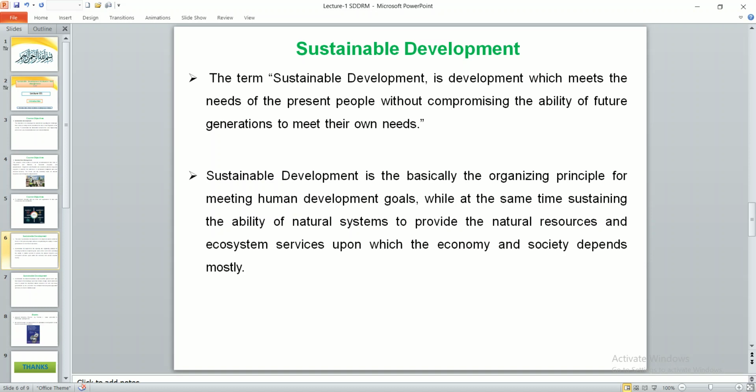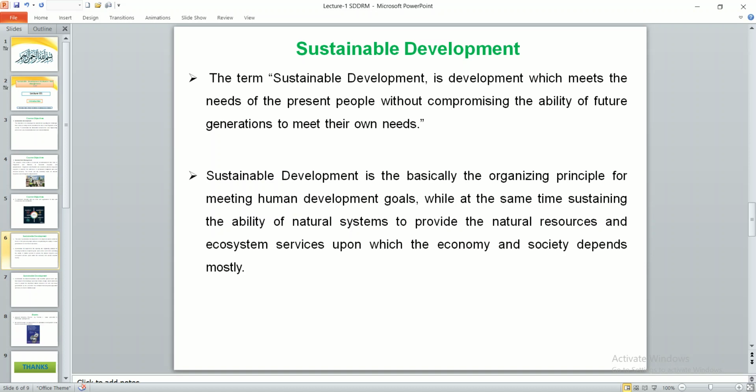So now first to know about sustainable development. So what is basically sustainable development? Sustainable development is that type of development in which you have to meet the needs of the present generations, but without compromising the ability of the future generations to meet their own needs. So the definition of sustainable development explains how we have to use the available resources so that we can fulfill the requirements of the present generations, but without compromising the ability of the future generations so that they can also fulfill their requirements from the same resources.